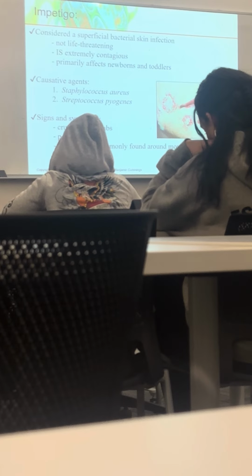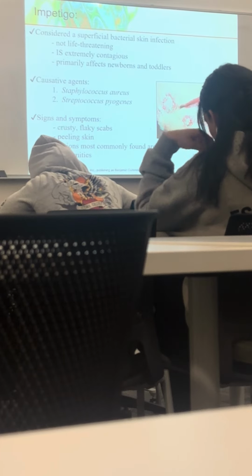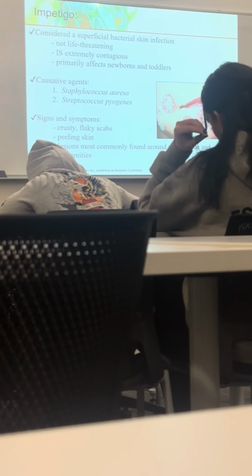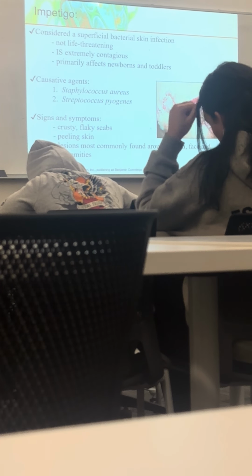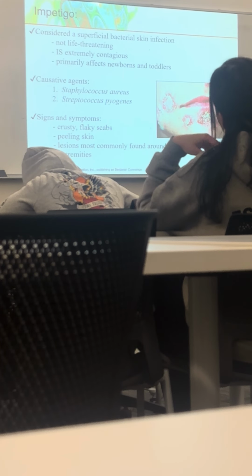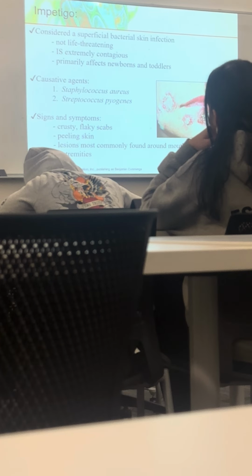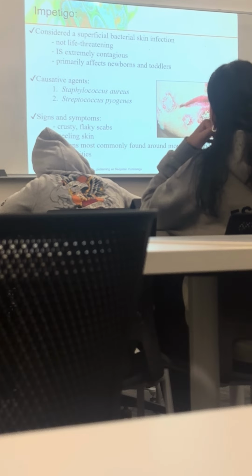But what are you gonna do? Take a sample, culture it, find out what it is, right? Because you can use different approaches specific for staph or strep. Okay. But what does it look like? Crusty, flaky scabs, peeling of the skin, and again, the lesions are around the mouth, face, and other extremities. Okay. Super contagious. You're not gonna die though, but get treated. If it goes systemic, if it goes into the blood, then yeah, that'd be a problem, right? But typically you're not dying.